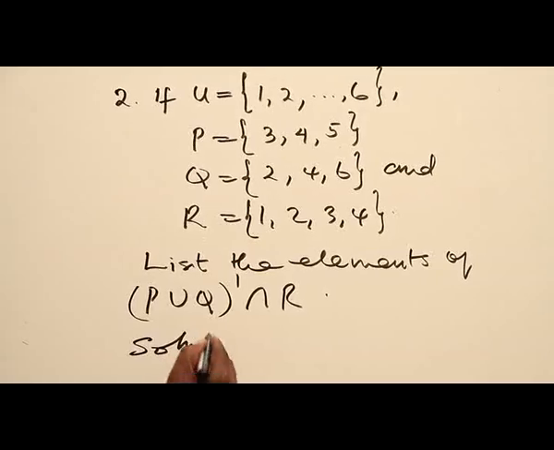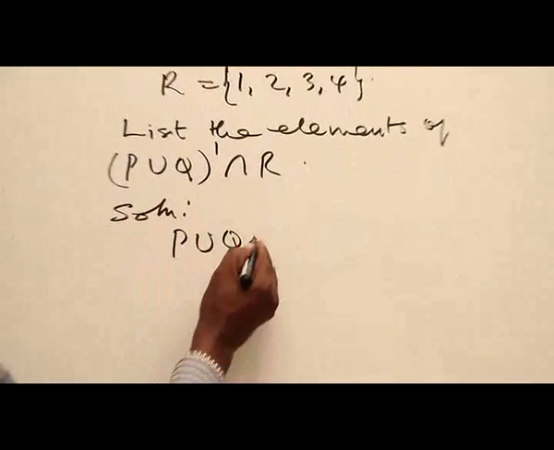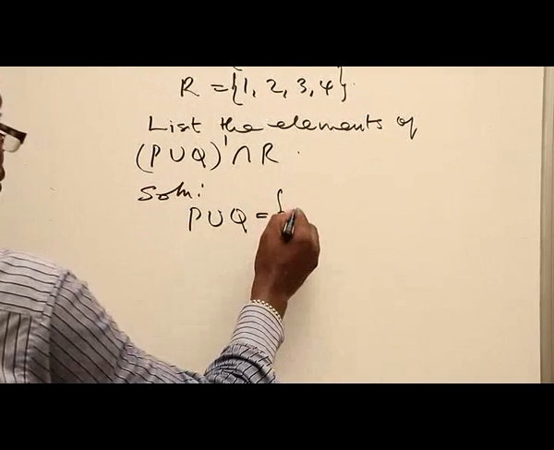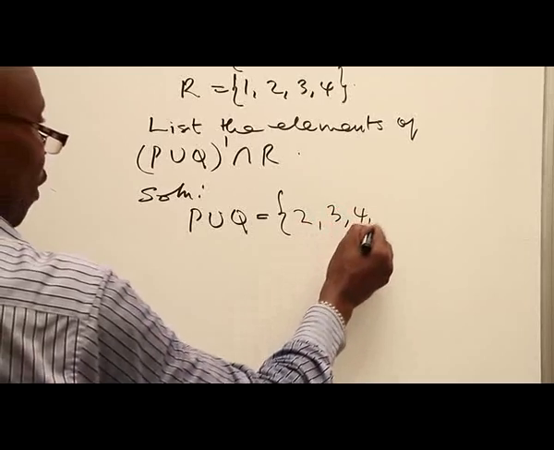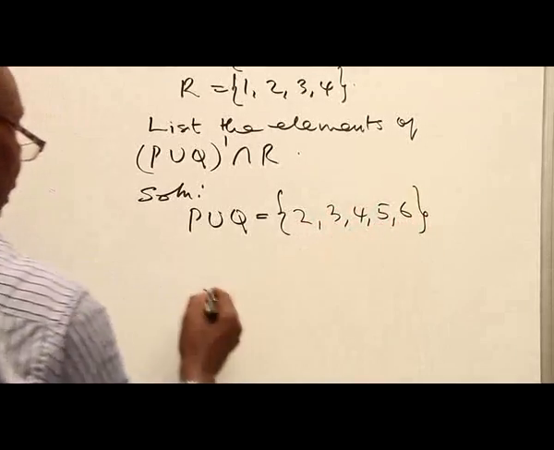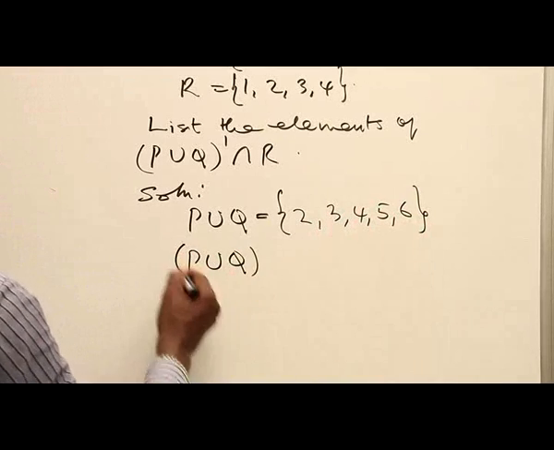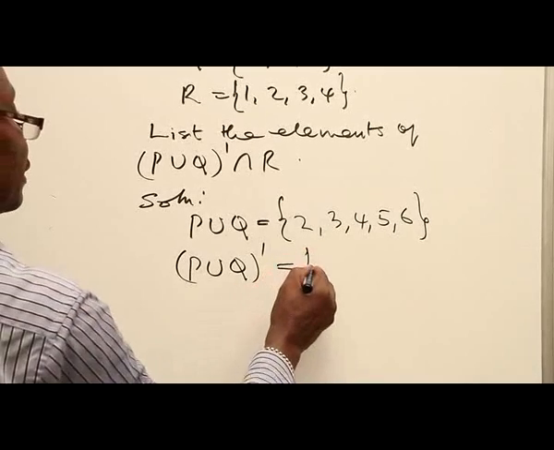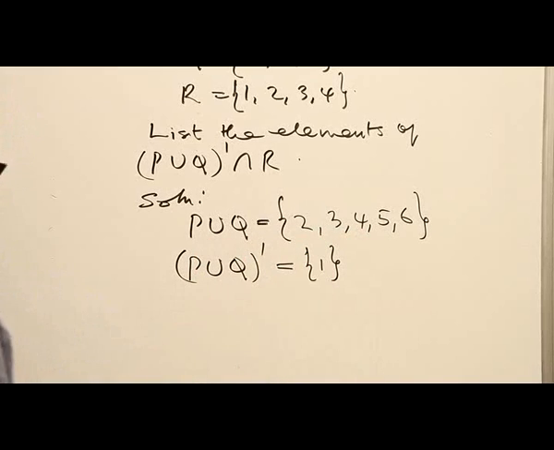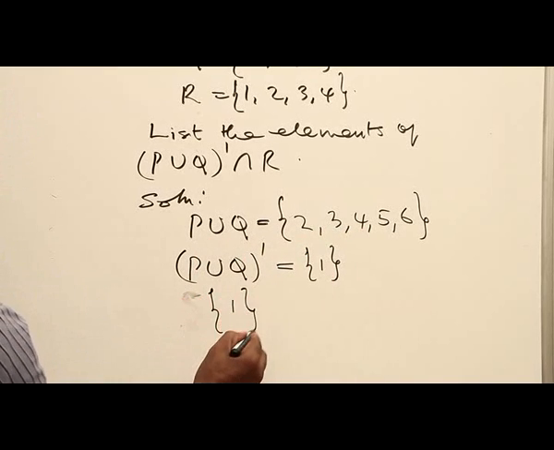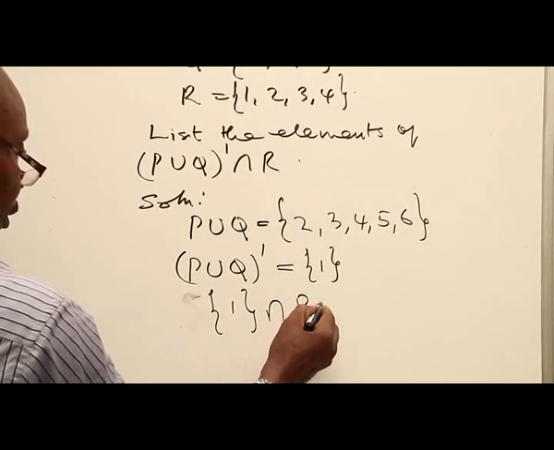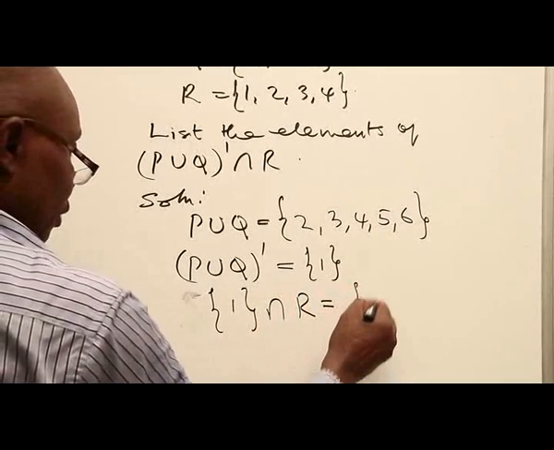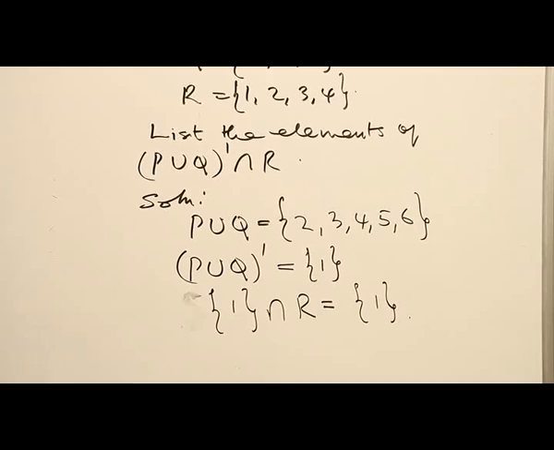Your solution. First and foremost, you have to find your P union Q. And from the set given to you, your P union Q is 2, followed by 3, 4, 5, and 6. Therefore, you can find P union Q complement will be equal to, from the universal set, you have only one that is not in P union Q. So we have our 1 intersection R. Now, your R contains 1, 2, 3, 4, and of course, the answer now becomes 1. And so that is the solution to the problem.